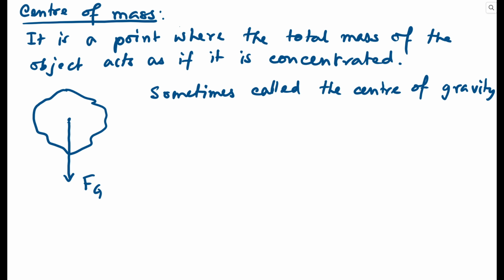If it's a symmetric object, then it's very easy to locate the center of mass because it will be right at the center of symmetry. But for an asymmetric object, it's slightly harder to figure out where the center of mass is.